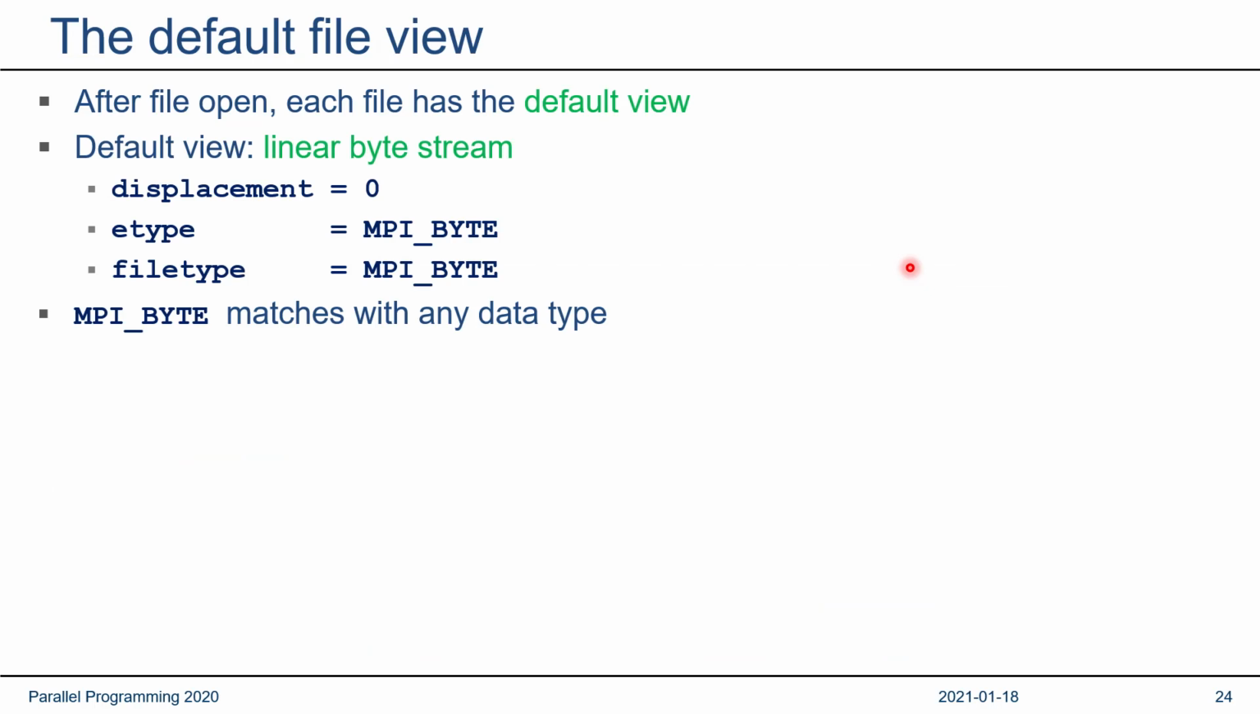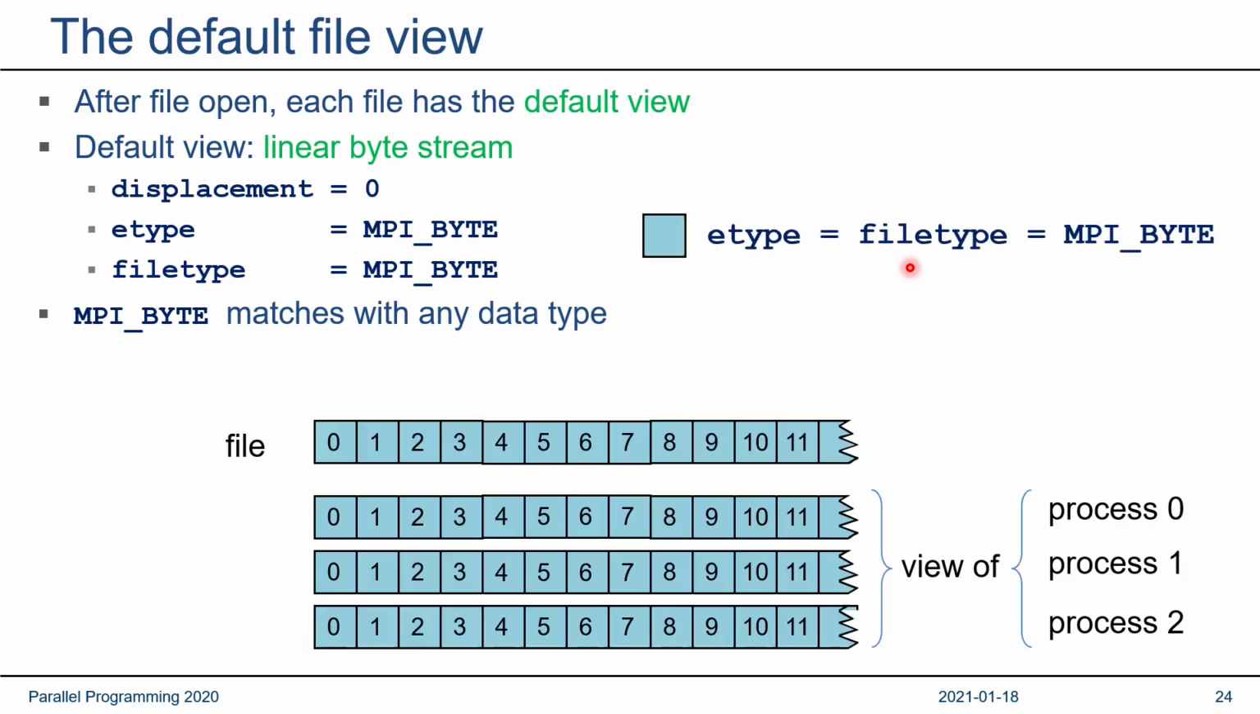The default file view, as I mentioned, is a linear byte stream with displacement 0, E-type is MPI byte, and file type is MPI byte. And this is the same for all MPI ranks. This means that the file, as shown here, is a sequence of bytes, and different MPI processes have identical views, and they can view and manipulate every single part of the file.